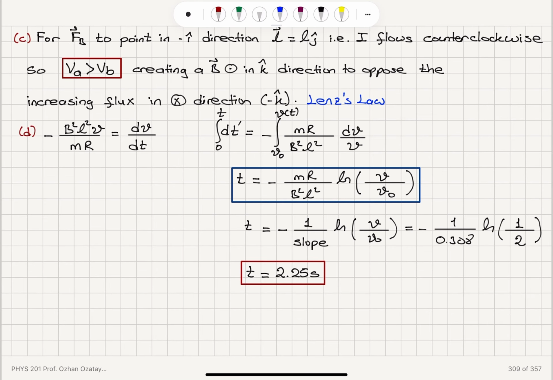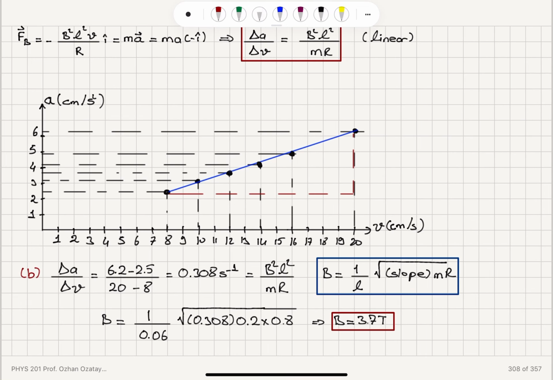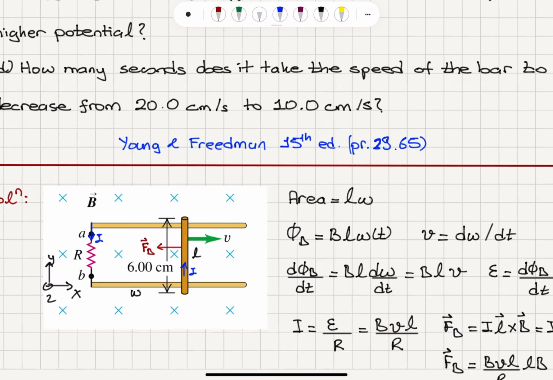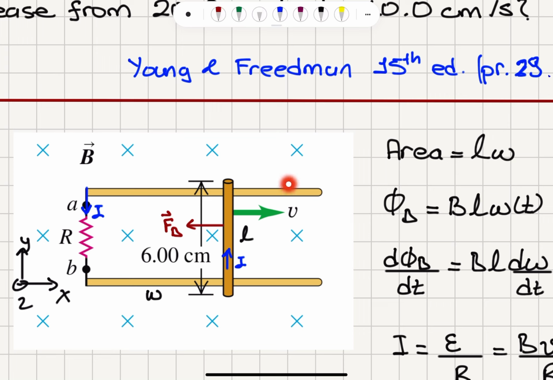That answers part D. Okay, so in this problem, we've looked at a conducting bar moving on two rails. As the bar has an initial velocity v moving to the right, the flux inside this loop is increasing. There has to be an induced current that opposes the increasing flux, generating a magnetic field out of the page. Current must flow counterclockwise. Current always flows from high potential to low potential, therefore A is at a higher potential compared to B. That was the answer to part C.